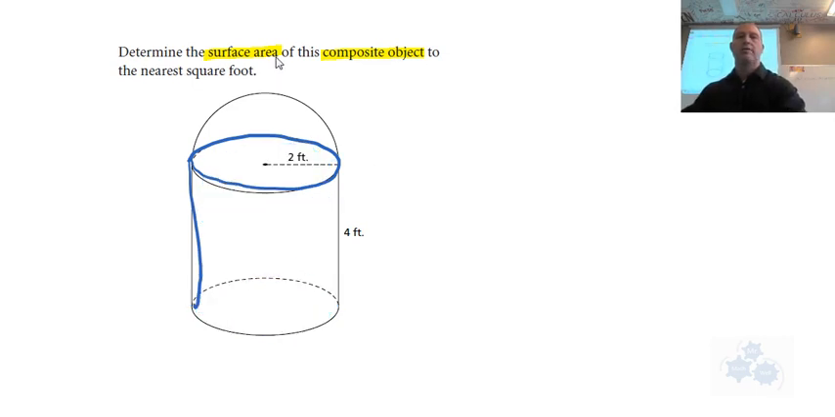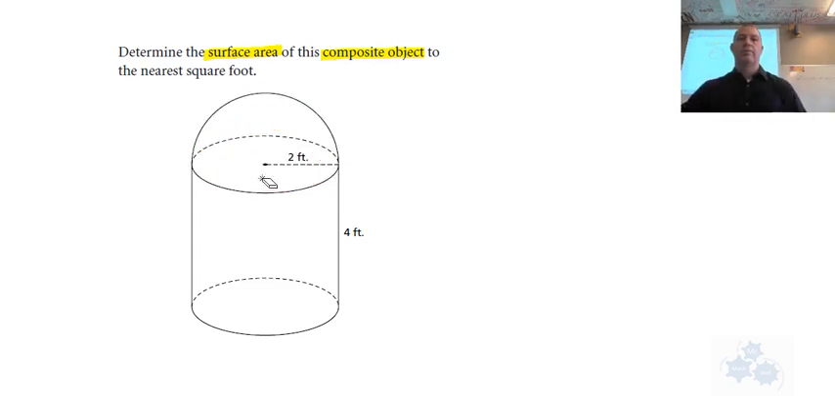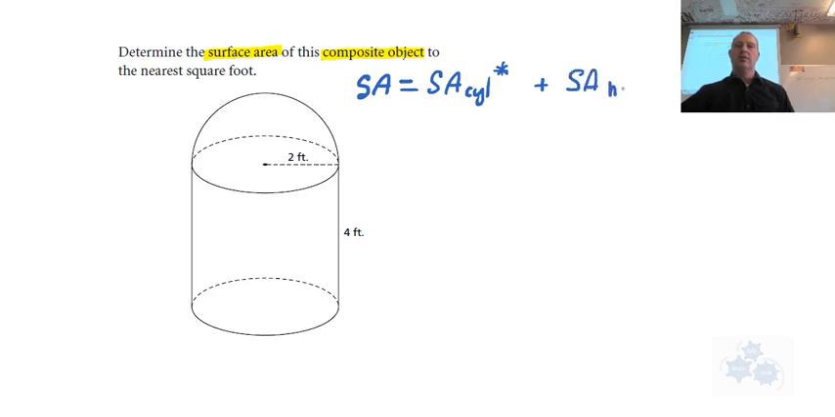And then you also have the hemisphere. So this is a half of a sphere. So we need to find the surface area of this piece here. So we have two parts to it. Okay? So the surface area is going to be the surface area of the cylinder, and I'm going to put a little star there, okay? Because we have to consider a couple things, plus the surface area of the hemisphere, and a little star goes there.